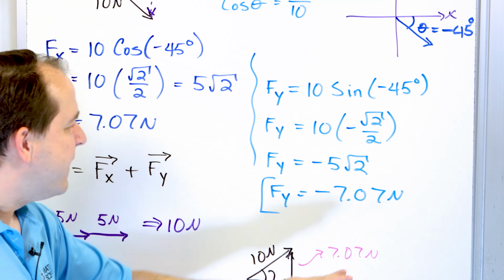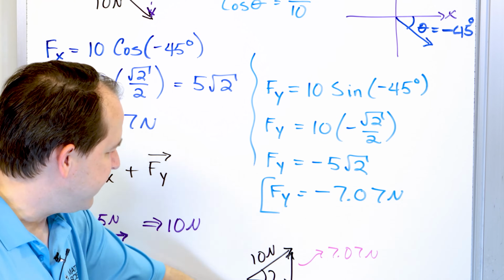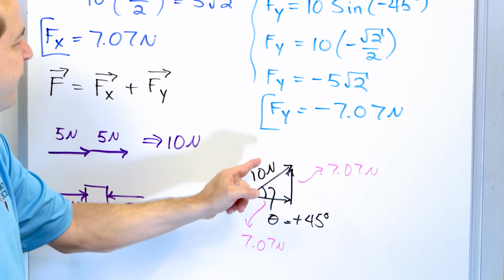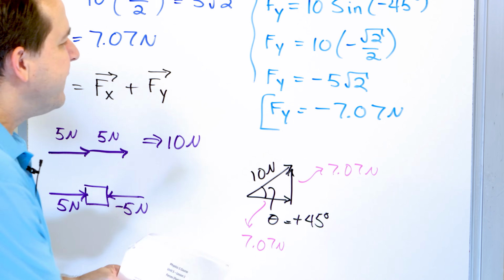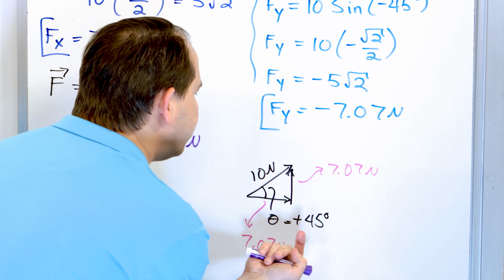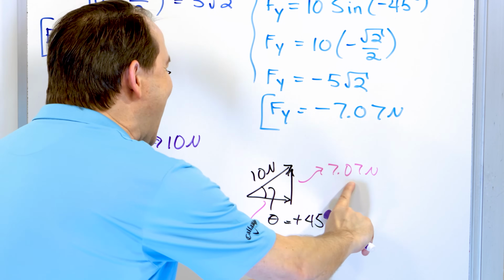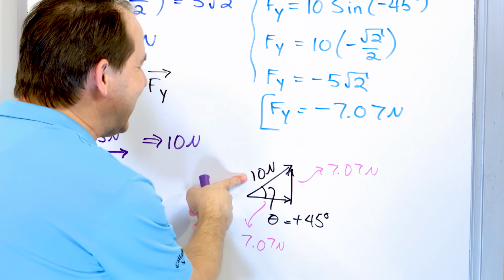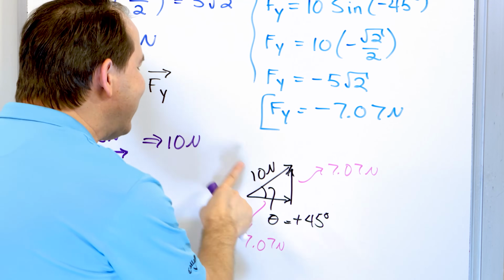It is okay that this is, in this case here, 7.07. This is also 7.07. It is okay that the answer is bigger than 10 because these are not lined up. This one is pushing it horizontally. This one is pushing it vertically. They act together to behave the same as if a single force acts at 10 newtons at this angle.